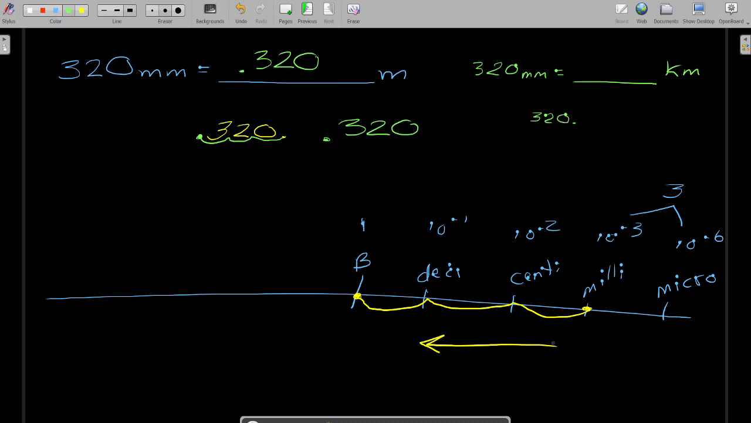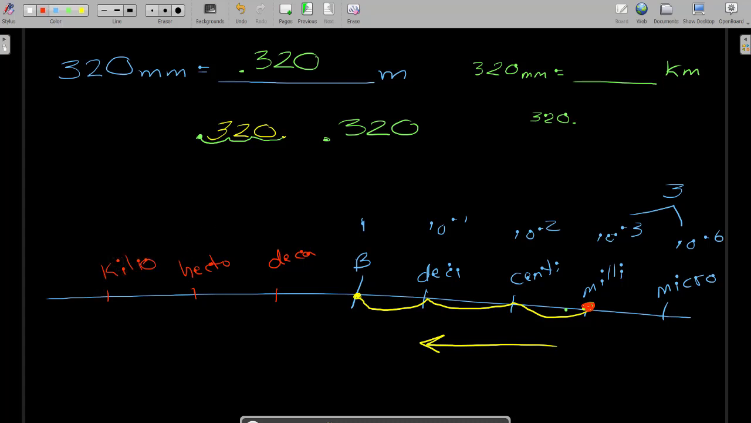Here's my decimal. I'm going to start at milli, which is here. And if you remember, we had deca, hecto, and kilo.